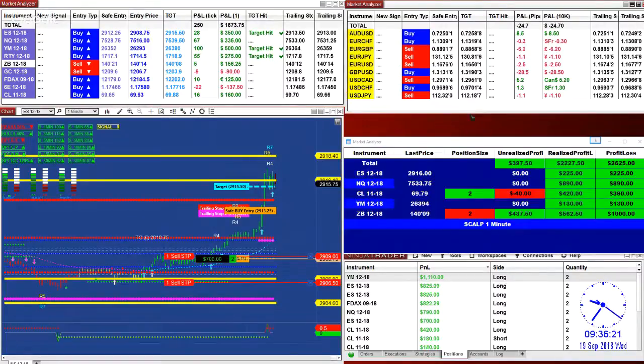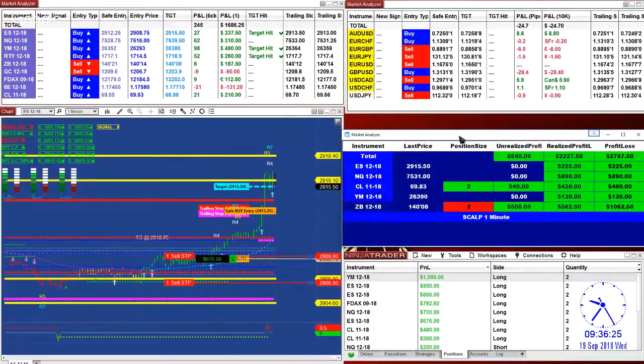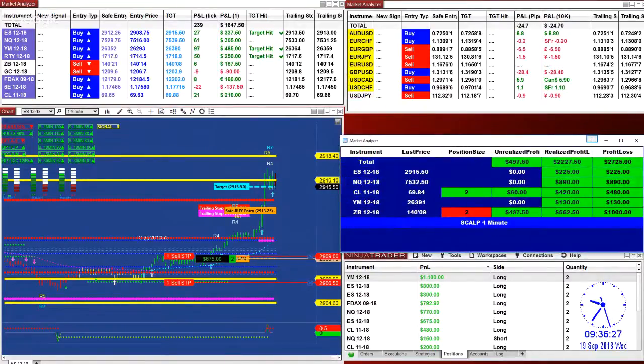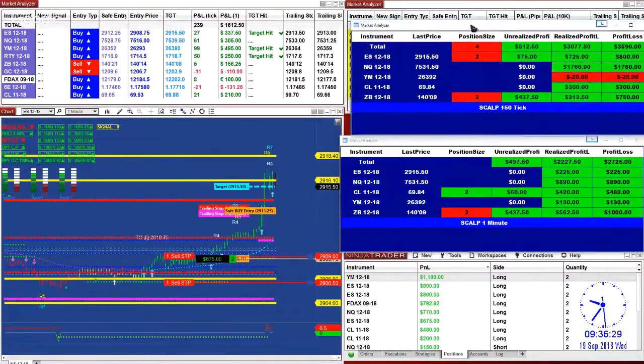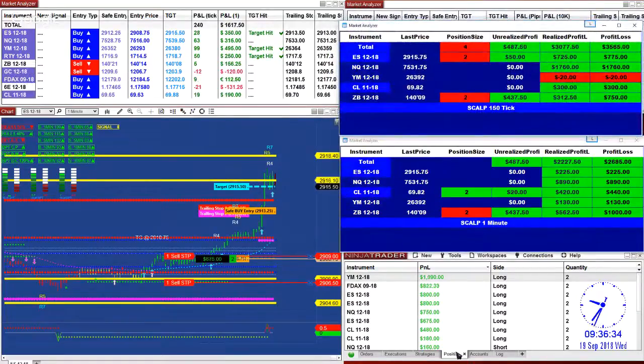The blue market analyzer here is the scalper. And we use two different scalpers. We use a 1 minute and a 150 ticks scalper. And this is your 1 minute and your 150 ticks scalper. At the bottom here, we do have the swing trading, and I will be showing you some of the swing trading here.